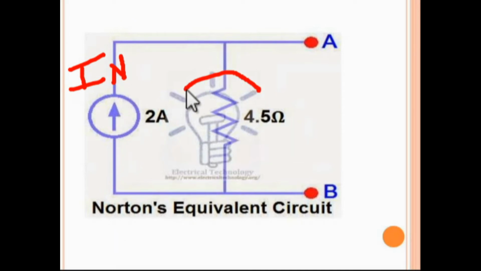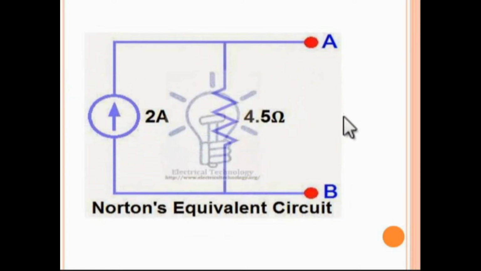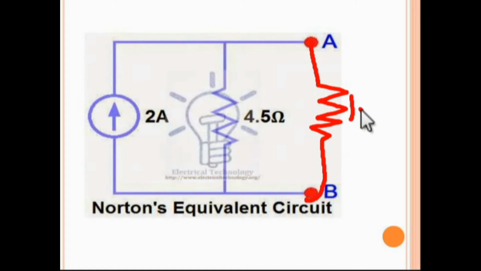Then in parallel of this, a 4.5 ohm resistance is to be connected, and this is RN. Also, at last you have to reconnect the load resistance across A and B. And what was the load resistance? 1.5. So you have to reconnect the load resistance, and the value of load resistance was 1.5.